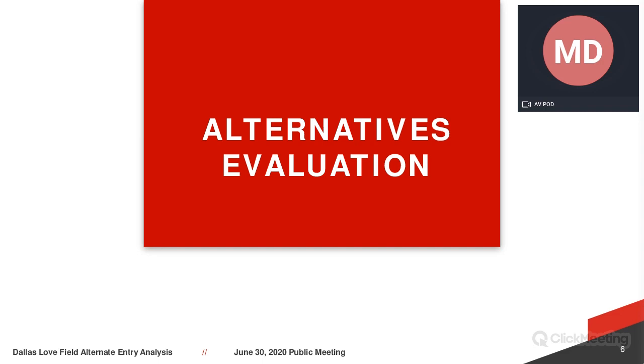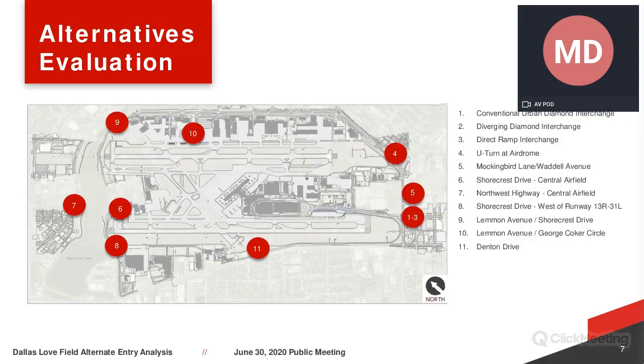So moving along in our analysis, when the first concept came up about an alternate entry, City Council asked us to look at every possible way that we might create an alternate entry into the airport to mitigate the issues that we had with the single entry.